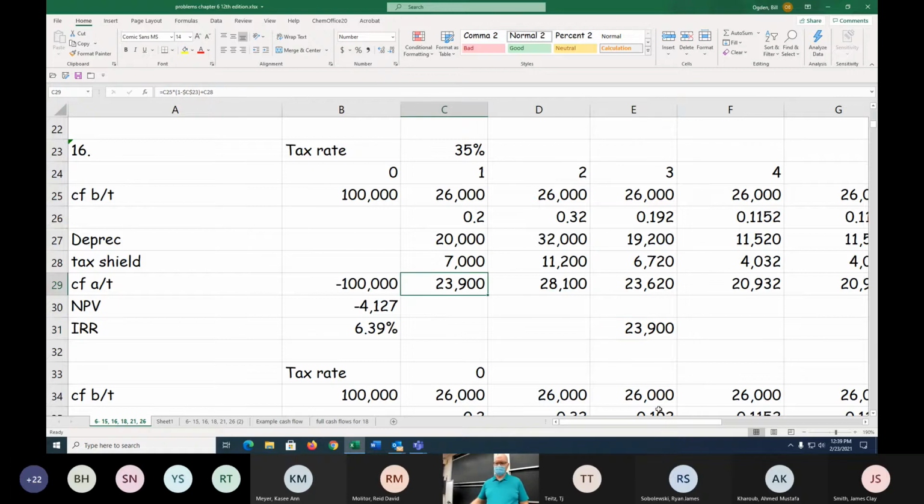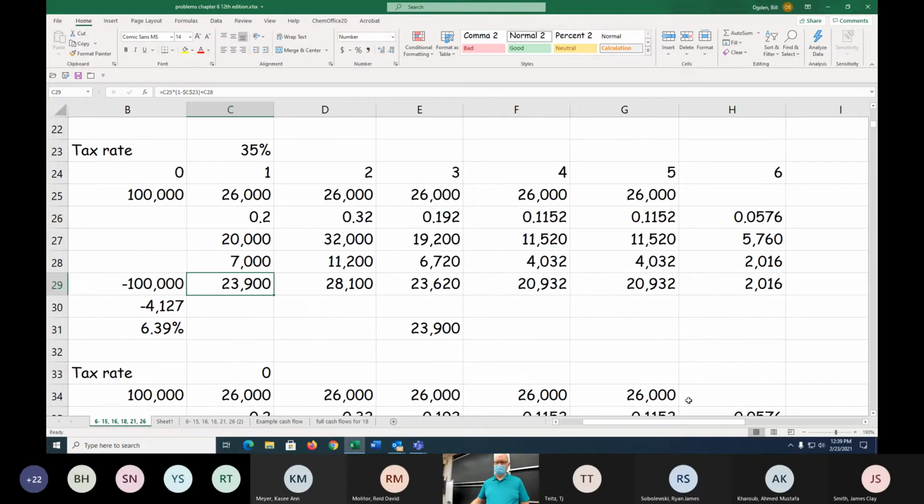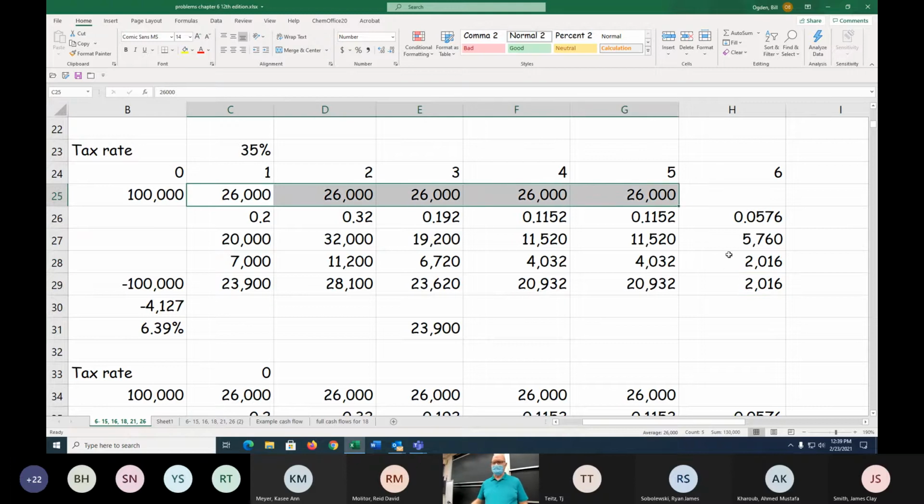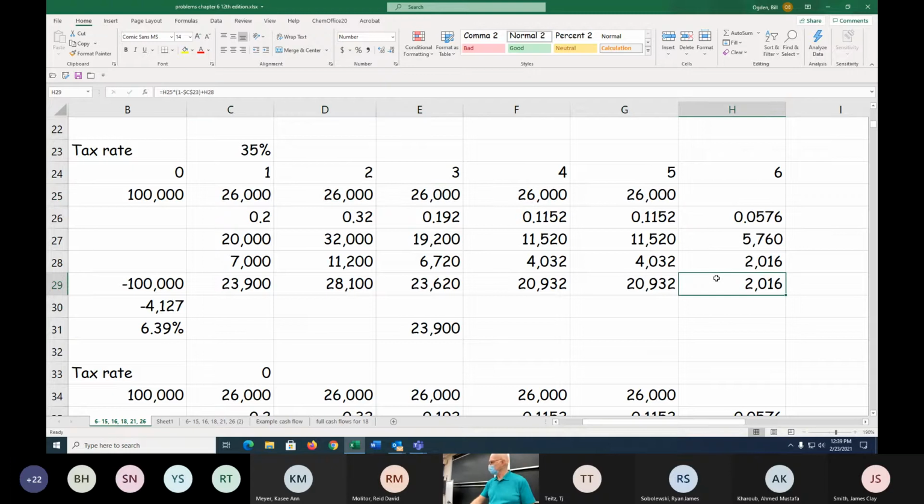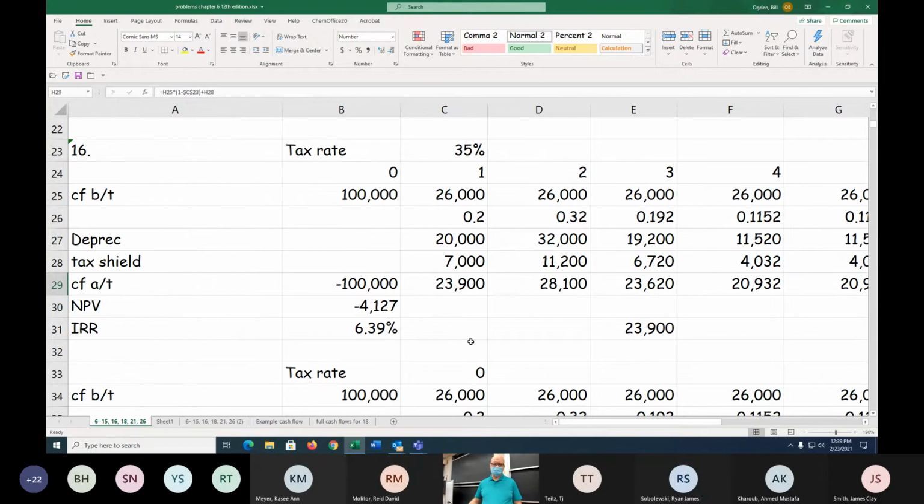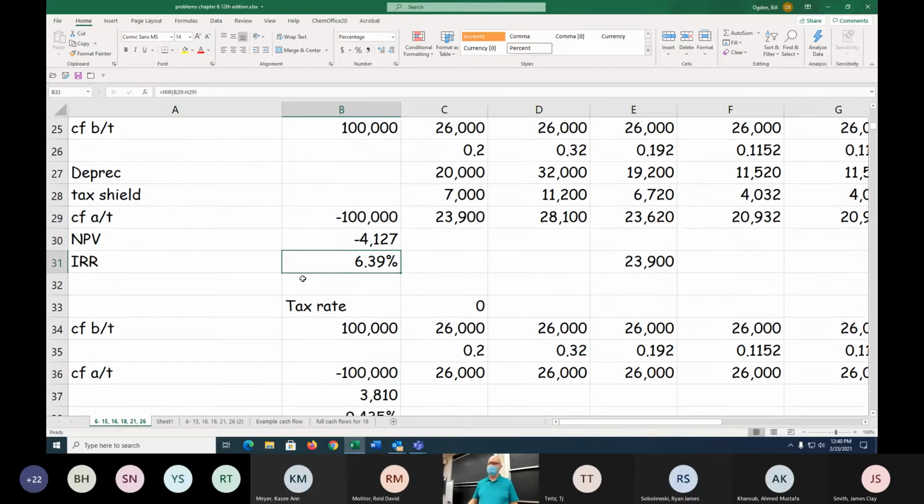I copy this across, and I kind of gave you a little warning about this, that the last cash flow is nothing but the depreciation tax yield. So even though you have 5 of these $26,000 cash flows, you have one more because of the depreciation tax shield. And if you did all that, you would find an NPV at 8% of minus 4,127. You find an IRR of 6.39%. This is the number you needed, really.